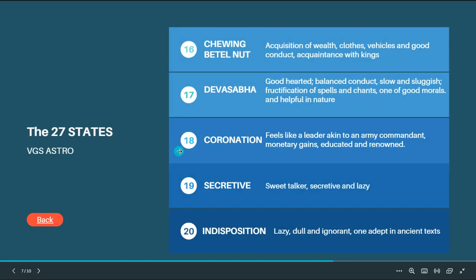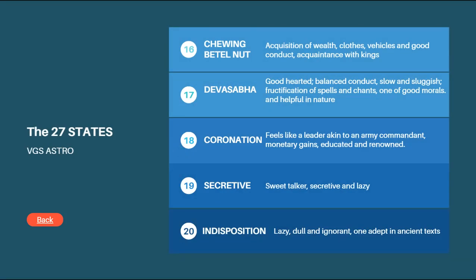So I've divided the states into 6 decks, each with 5 states, and I'm going to mull over each and every one of these states. Don't worry about it. I will show you all the 27 states, and I will give you time to note down or pause the video and look again. But let's concentrate on this illustration. And here the remainder is 19, and state number 19 says that the person is going to be secretive in nature. He could be a sweet talker.